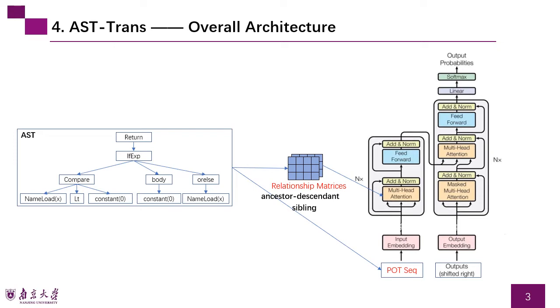Based on this intuition, we propose AST-Trans, a simple variant of the transformer model, to efficiently handle the tree-structured AST. The input of the model is a pre-order traversal sequence, and we use two relationship matrices, including an ancestor-descendant and a sibling relationship matrix, to represent the tree structure, and use these matrices to dynamically exclude irrelevant nodes in different self-attention layers.